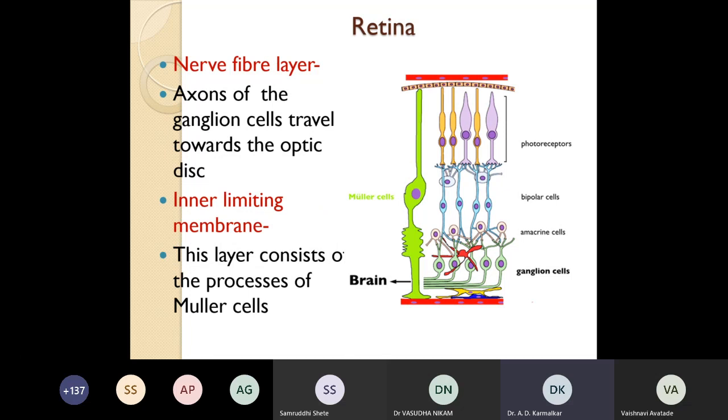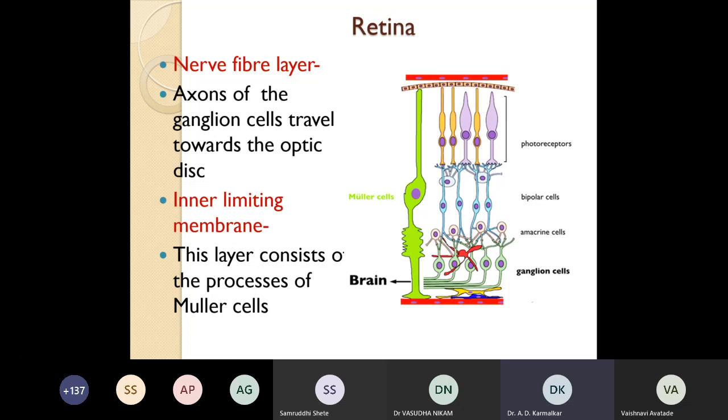The axons which are coming from the ganglion cell will form the nerve fiber layer, and all these nerve fibers assemble together at the optic disc to form the optic nerve. So the optic nerve is formed by the axons of the ganglion cell. Now, as I said, the inner limiting membrane is a layer which consists of the processes of the Muller cells, which join to form the inner limiting membrane. So this was the schematic diagram and the different layers which I have seen.